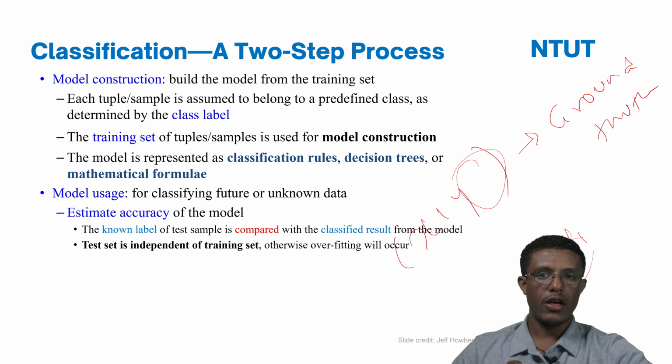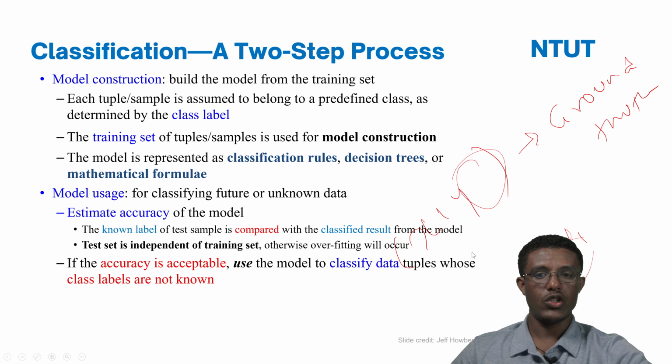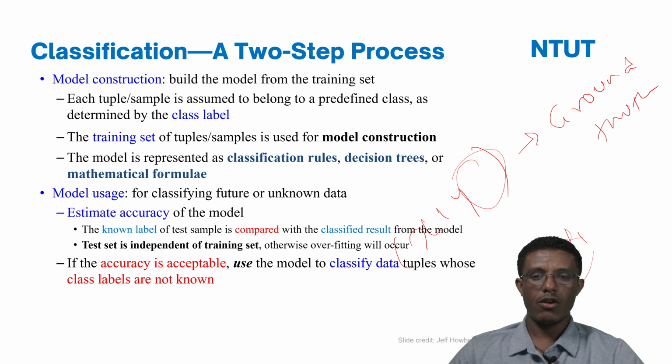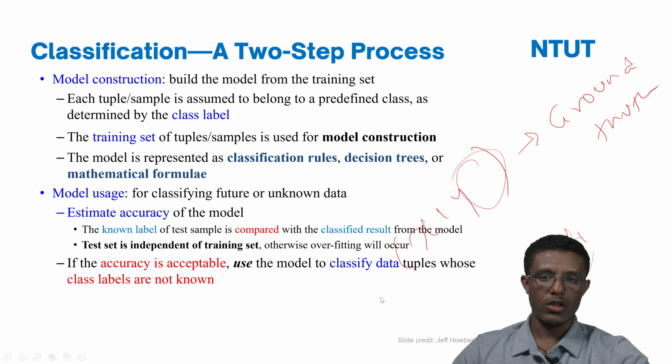We will see in detail how the models can be constructed from the initial one. If the accuracy is acceptable, use the model to classify data tuples whose class labels are not known. If the accuracy is good, then next time we can classify data that is not included in the training data, which is called unseen or unknown data. This is the procedure used in model construction and model usage.